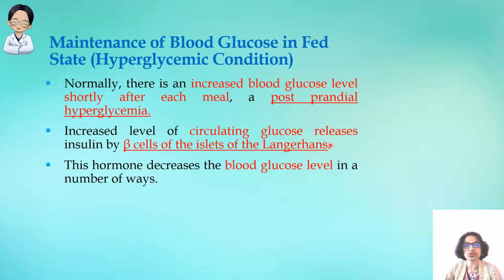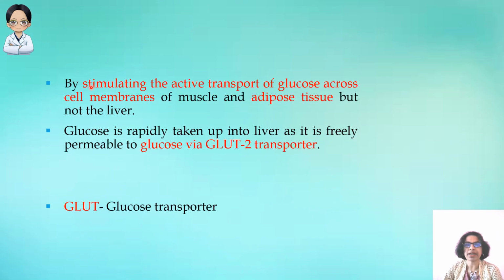Increased levels of circulating glucose release insulin from the beta cells of the islets of Langerhans. What is happening? There is an increased level of circulating glucose, which releases insulin from the beta cells of the islets of Langerhans. This hormone decreases the blood glucose level by different methods. By stimulating the active transport of glucose across cell membranes. So how is it controlling? Stimulating the active transport of glucose across the cell membrane of muscle and adipose tissue, but not the liver.